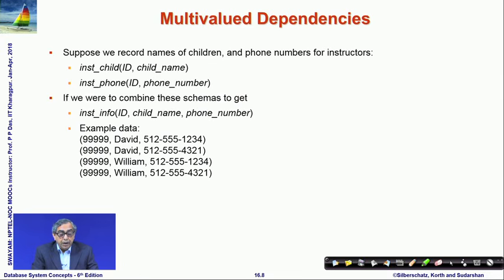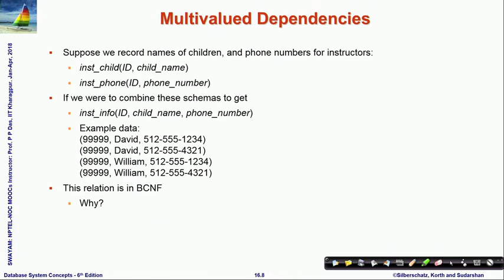So, naturally, if I combine them into a single relation, you have a set of possibilities of multiple different tuples, because given an ID there could be multiple children, and given an ID there could be multiple phone numbers. Mind you, this relation of inst info is still in Boyce-Codd normal form, because there is no functional dependency that holds on this relation.